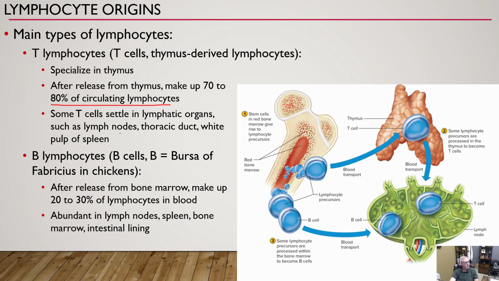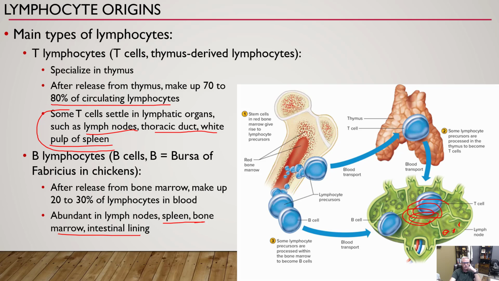And you can see that they settle in your lymph nodes, thoracic duct, and then white pulp of your spleen. And remember, in your lymph nodes, your T cells are going to be residing in the medulla. Your B cells, remember, come from the bone, differentiate in the bone marrow, get released in the bloodstream, and then they're going to be in the germinal centers of the lymph node, as well as the spleen, bone marrow, and intestinal lining.